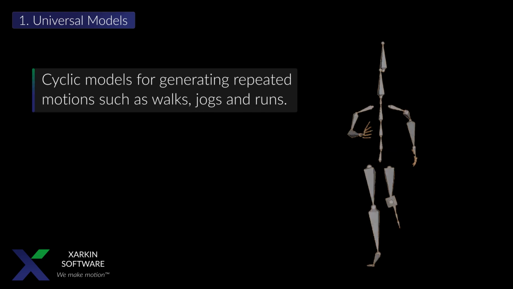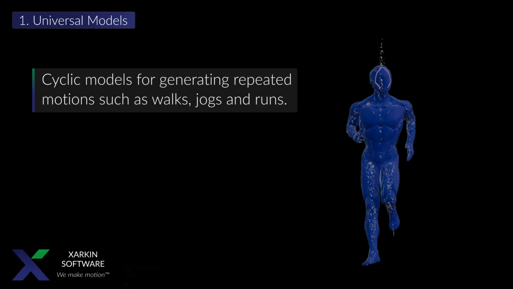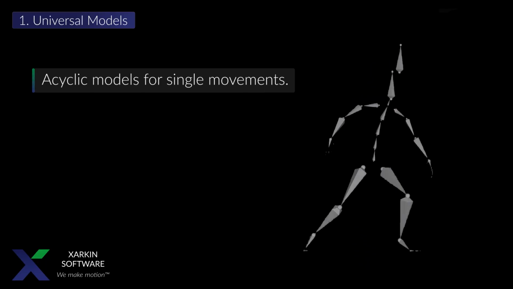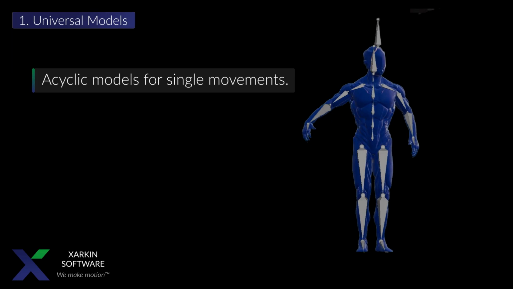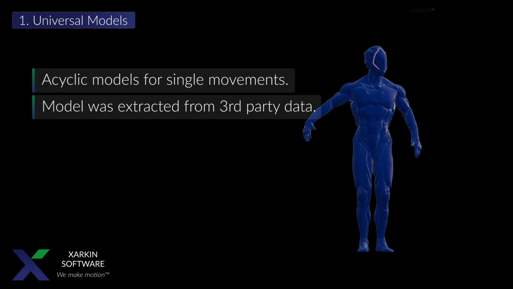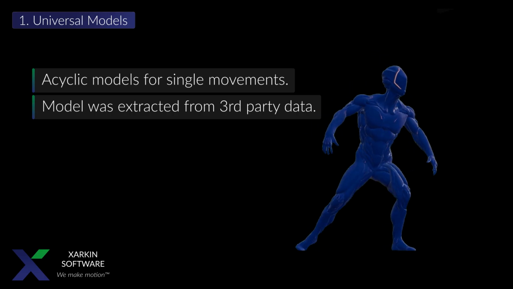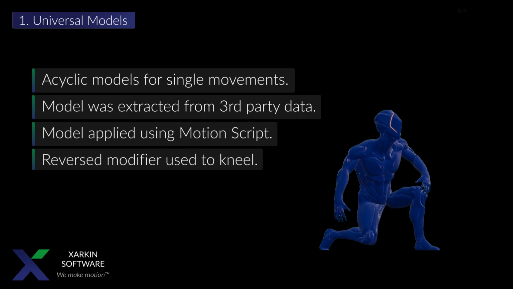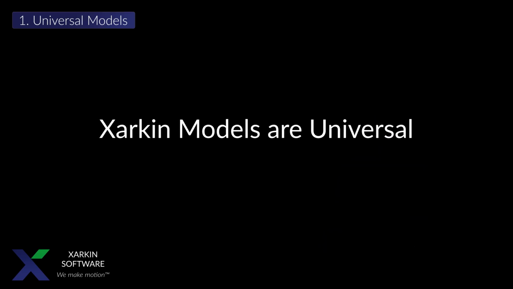Motion models can be cyclic for repeated movements such as walks, runs, and jogs. Acyclic models are for single motions such as rising from a crouch position. This model was extracted from third-party pose data using Xarkin Motion Extract. We used a reverse modifier in Xarkin Motion script to return the character to a crouch. Xarkin models are universal. We'll show what this means.